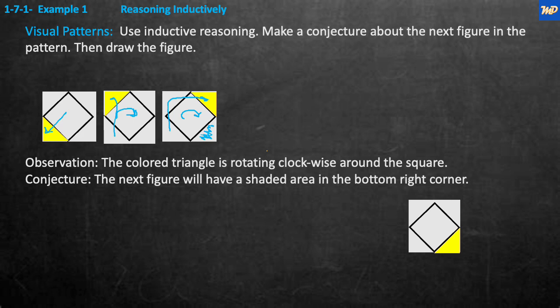That's what we just drew right here, the bottom right. And you see that's the next piece. That was your conjecture. Based on these three boxes up here on the top, and what we saw happening, you conjectured that the next box is going to look like this one here, where the yellow triangle is in the bottom right corner.